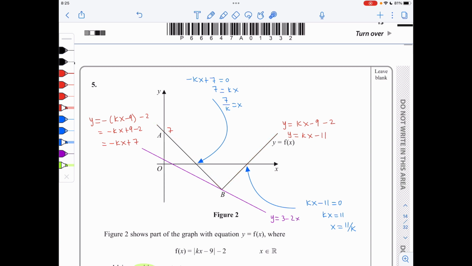We are certain that the vertex here, B, will surely be on the positive x-axis. We have already found that its x coordinate will be 9 over k. And when kx minus 9 is 0, the y value is negative 2. So its y value will be negative 2. So for two distinct cuts with the line y is 3 minus 2x, it is clear that the vertex should go below the straight line.